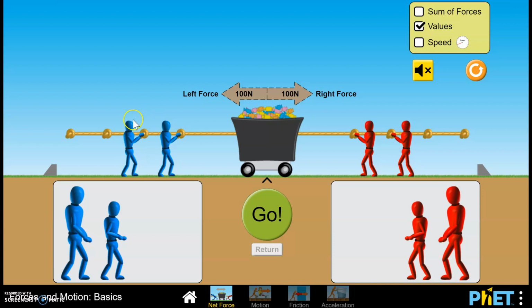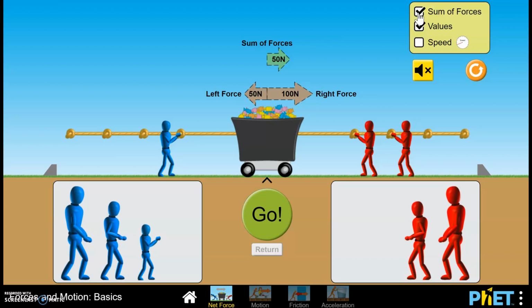In the first situation, we had 2 blue guys on the left, 2 on the right, with a total of 100 newtons in both directions, giving it a net force of 0. This means that the cart is not going to move. In the second situation, we had 50 newtons pulling left from the blue team, and 100 pulling to the right for the red team. And that gives us a net force of 50 newtons to the right, meaning that this cart is going to move to the right.